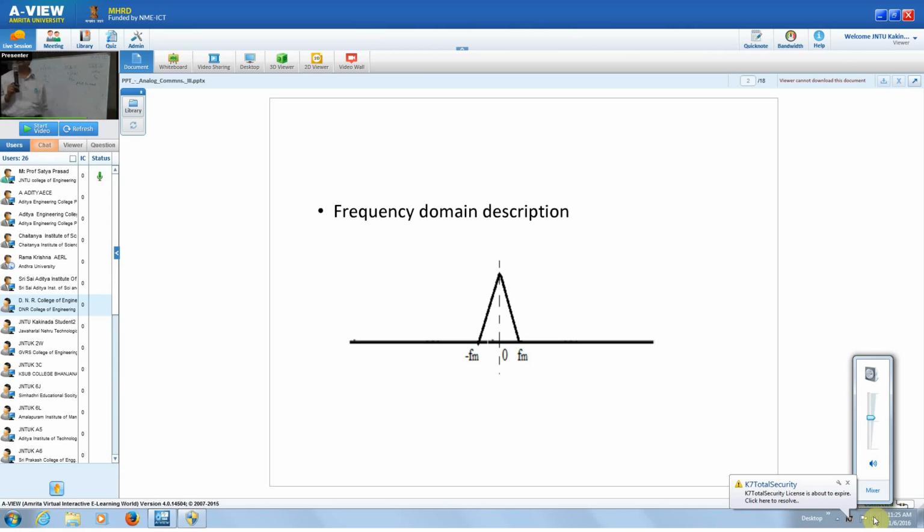For point-to-point communication, we will be going for SSB signal transmission. What do you mean by point-to-point? You have one transmitter and one receiver, or a fewer number of receivers, not like your radio receivers. Every home will be having a number of receivers. Therefore, SSB will be used for point-to-point communication, and AM for radio communication.